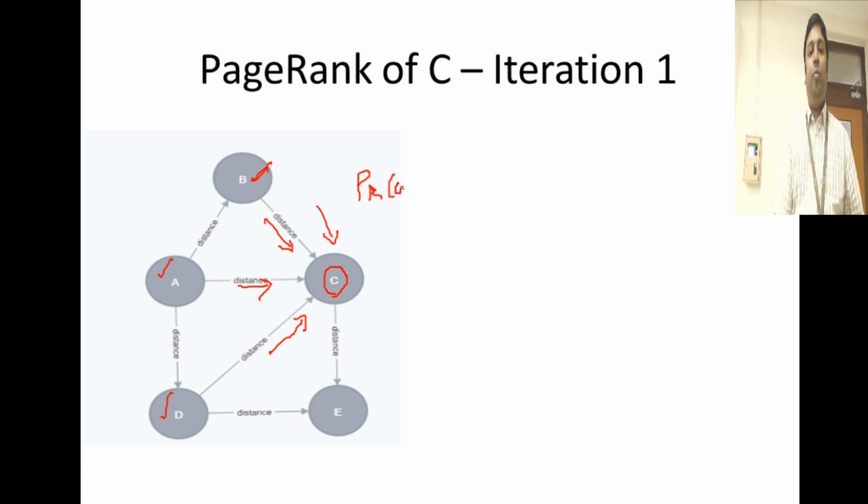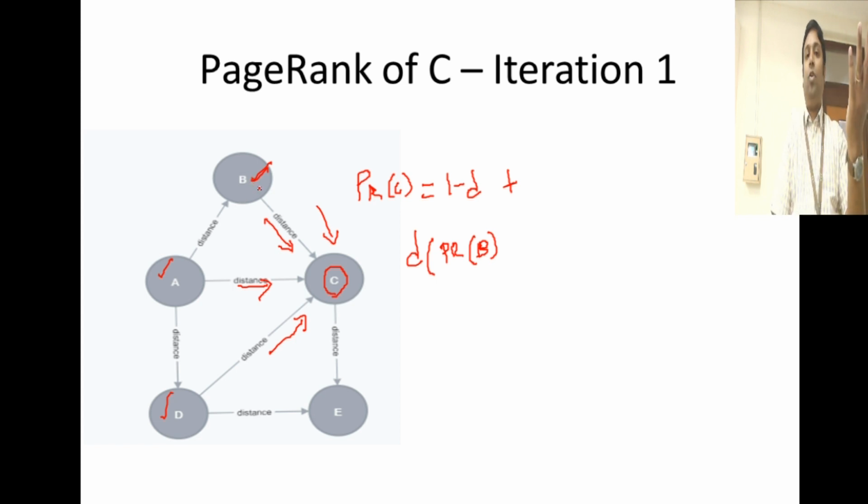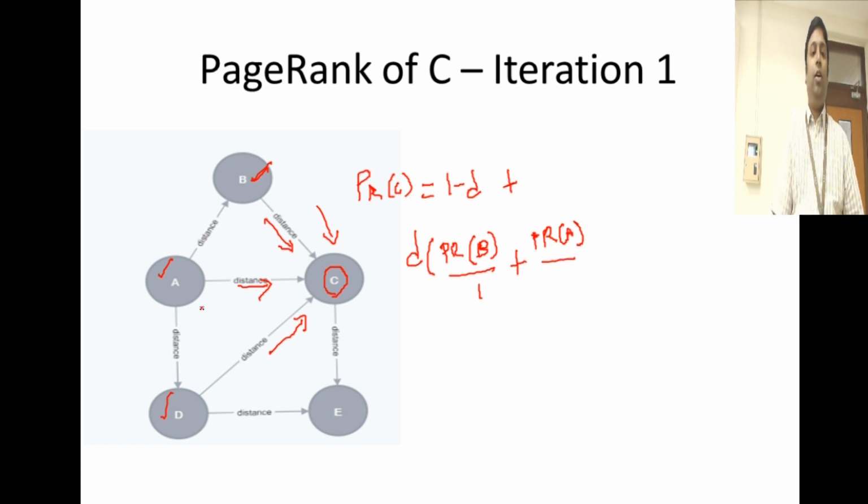So if I want to compute the page rank of C, how will I compute that? It is nothing but 1 minus d plus we'll have d into brackets page rank of all the incoming nodes from the previous iteration. So it is page rank of B. So when I take B, how many outgoing relationships exist for B? It's just 1. So we'll say it's 1. And what else? Page rank for A. And how many outgoing relationships for A do we have? 1, 2, and 3.